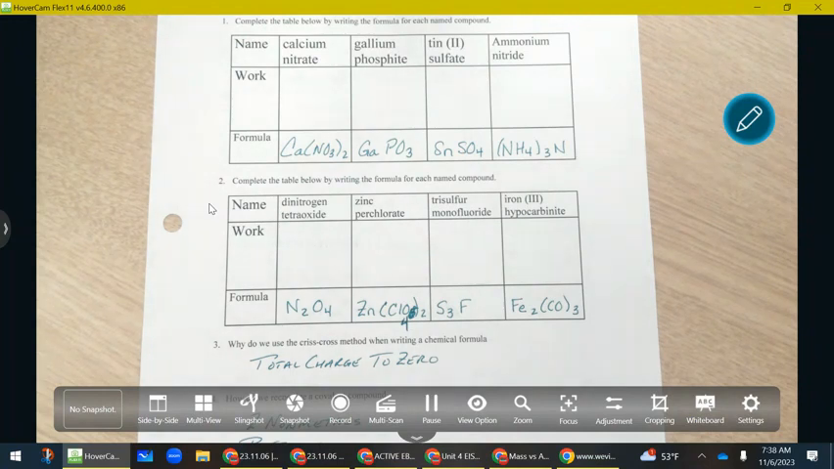Trisulfur monofluoride, again, is a covalent compound. Binary, 2 elements. Tri means 3, sulfur means S, mono means 1, fluoride means fluorine, so S3F. Iron 3 hypocarbonite, because hypo and ite need to go together. Hypocarbonite means that carbonate has lost 2 oxygens. Carbonate is CO3. When you lose 2 oxygens, you become CO. So, iron has a +3 charge, carbonate has a -2, so we end up with Fe2, CO in parentheses 3. Any questions?